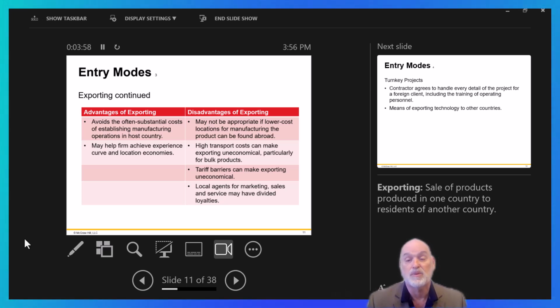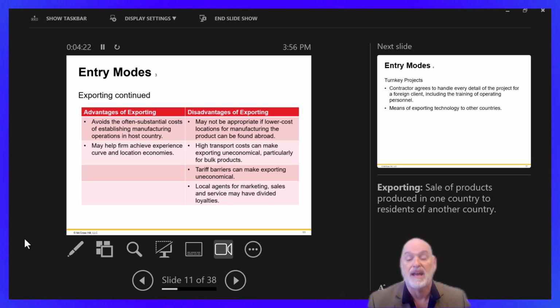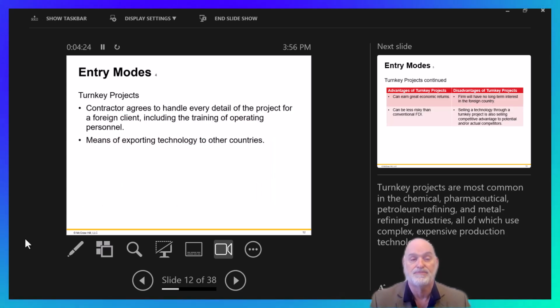Disadvantages of exporting: it may not be appropriate if lower cost locations for manufacturing the product can be found abroad. High transport costs can also make exporting uneconomical, particularly for bulk products that are heavy and take up a lot of space, and transporting them is expensive. Tariff barriers can make exporting uneconomical as well, and local agents for marketing, sales, and service may have divided loyalties.